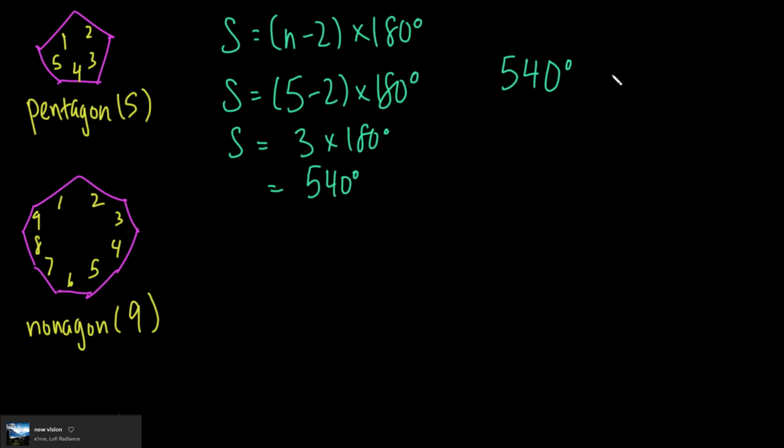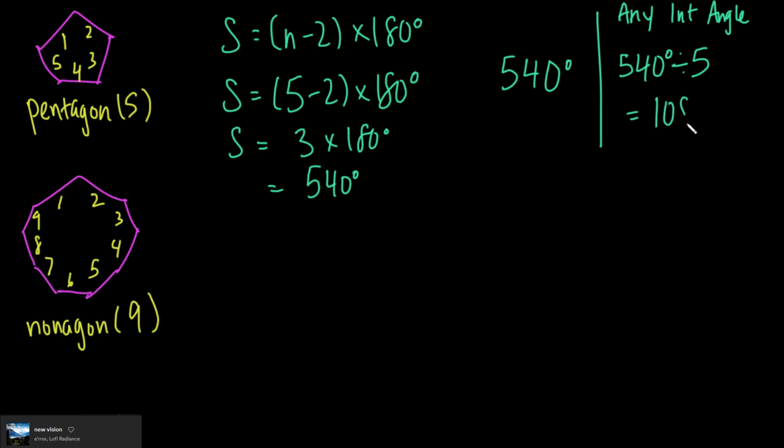And then how do we figure out the measure of any interior angle? It's basically the sum of our angles, so 540 degrees, divided by the number of sides, so n. In this case it's 5. So I plug this into the calculator, and this gives us 108 degrees. So that's for our pentagon here.